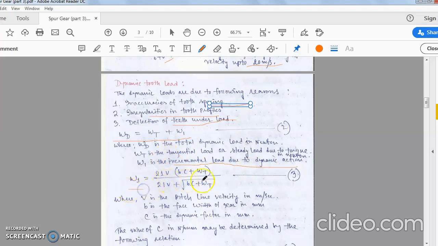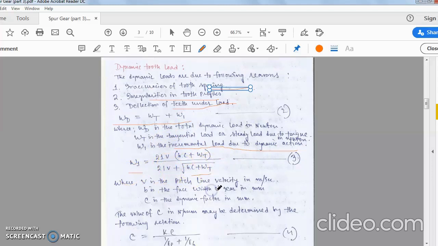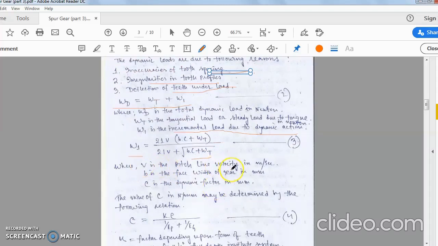W1 is 21V times (BC plus WT) divided by 21V plus root over (BC plus WT). Now V is the pitch line velocity that you can determine by pi D N by 60. D is the pitch circle diameter, that is very easy. B is the face width, C is the dynamic factor. In generally, in your question paper or in any numerical problem, the C value shall be given. But if the C value is not given, you will have to determine the value of C. So this is the mathematical formula to determine the C value.